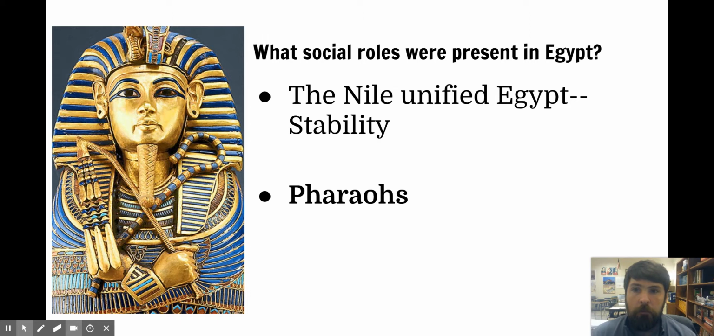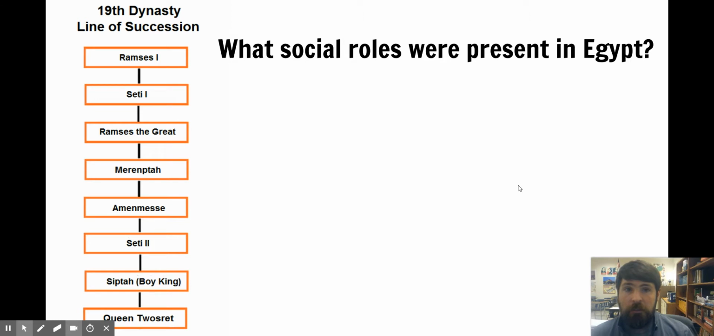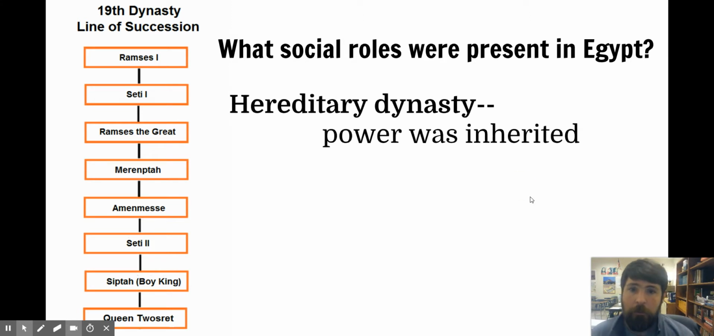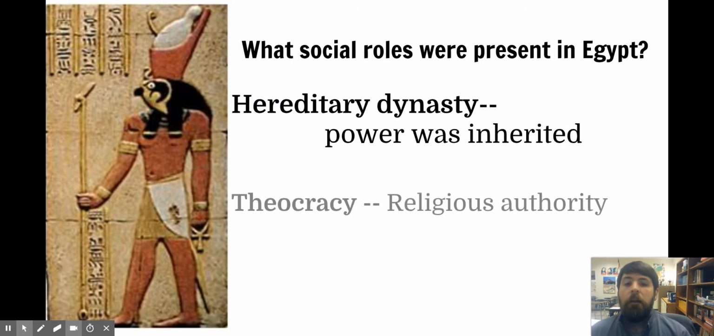Pharaohs had complete control and complete power, and they were believed to be the sons of gods, because they were almost all guys. So they were a theocracy. Well, hold on, let me back up. They passed power down from one pharaoh to the next in a hereditary dynasty. Power was inherited. It was just like Mesopotamia in that way, that kings gave birth to sons who would then become king. And then it was also a theocracy.